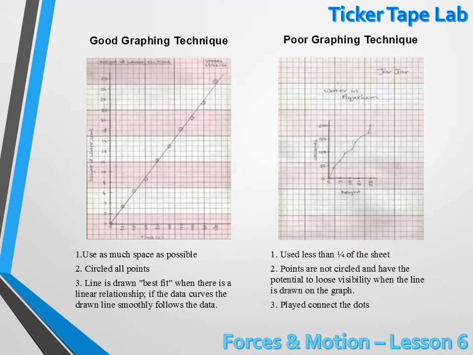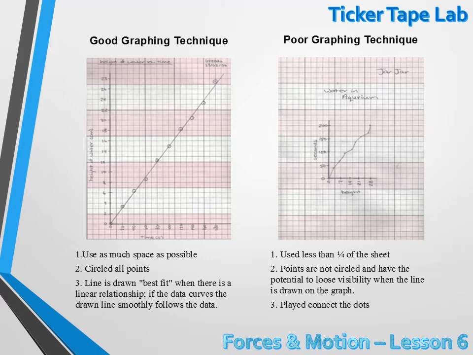Number two, circle all the points. Reason for that is when we draw our line of best fit, if that line happens to go through a point, we may not see that data point. So we want to make sure that we circle those points so that they're all easily identifiable. So again, on the right-hand side, that student did not circle the points.